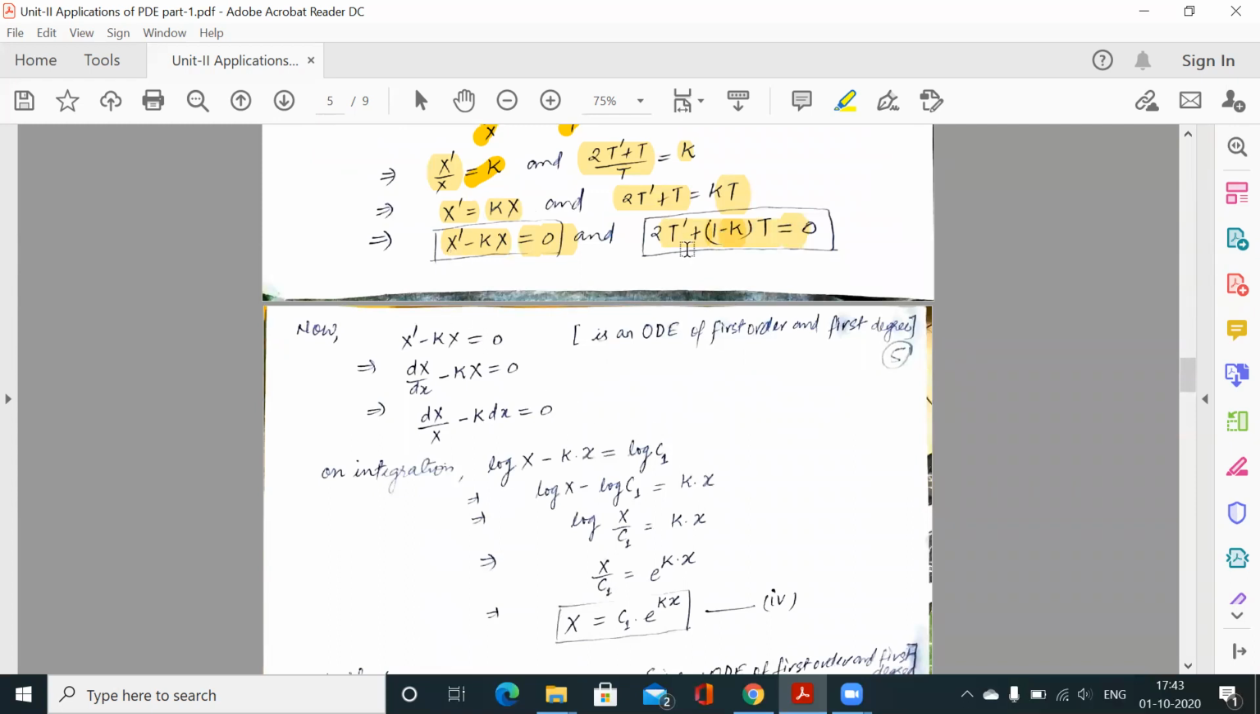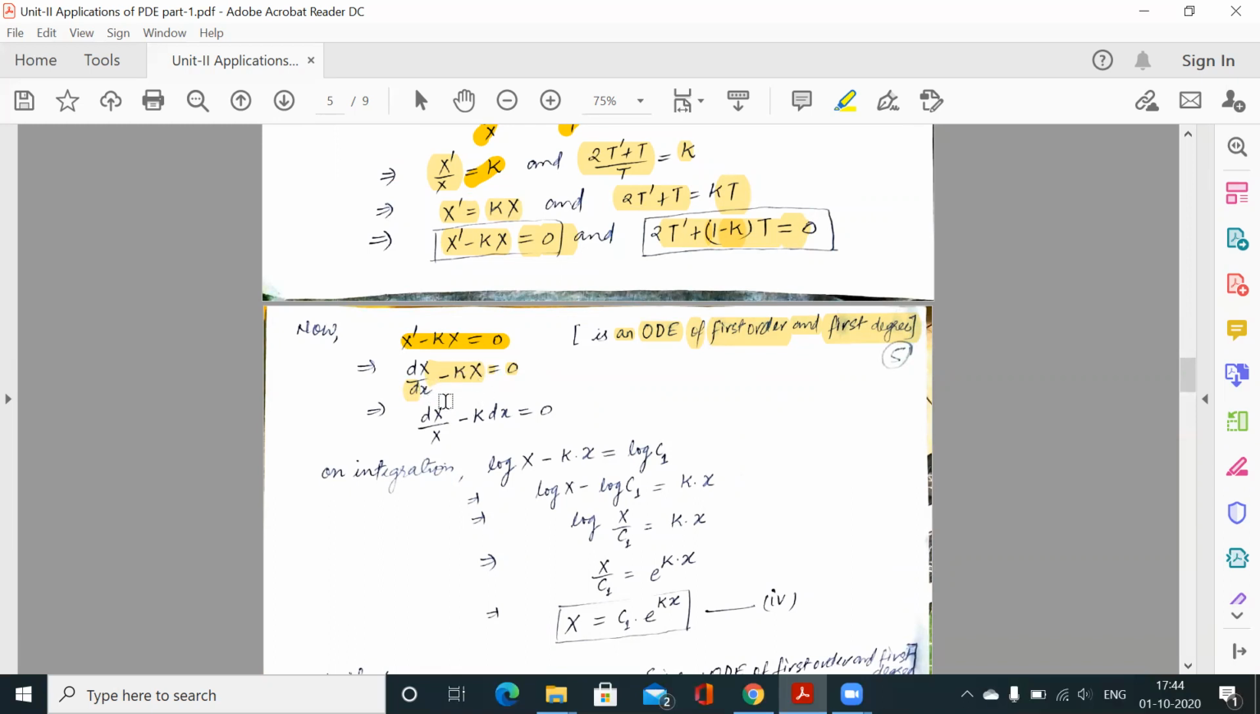Now if you observe these two equations, these are differential equations. How? This is X dash minus kX is equal to 0, and what is X dash? X dash is dX over dx, so dX over dx minus kX is equal to 0. This is an ordinary differential equation of first order and first degree. Why is this ordinary? Because capital X is the dependent variable and small x is the independent variable, so there is only one independent variable, small x.